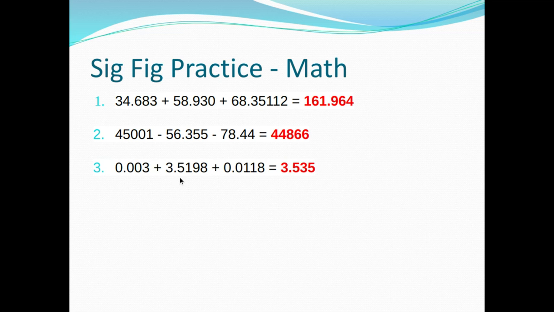0.003 plus 3.5198 plus 0.0118 equals 3.535. I have 3 decimal places in my answer because this number has 3 decimal places, the second number has 4 decimal places, and the third number has 4 decimal places. The least amount of decimals in this problem is 3. My answer can only have 3 decimal places.